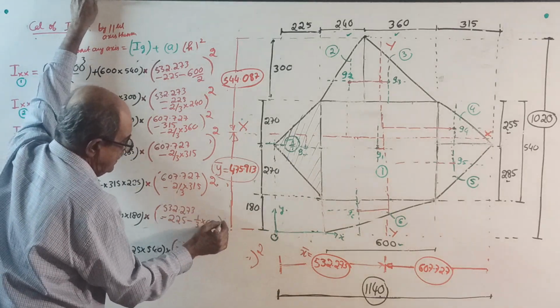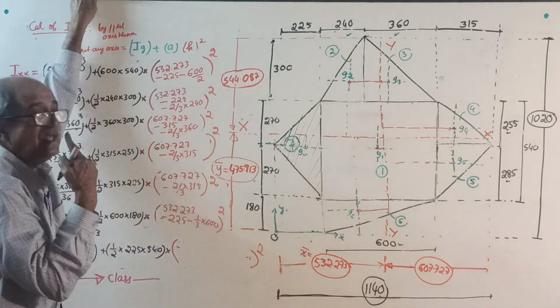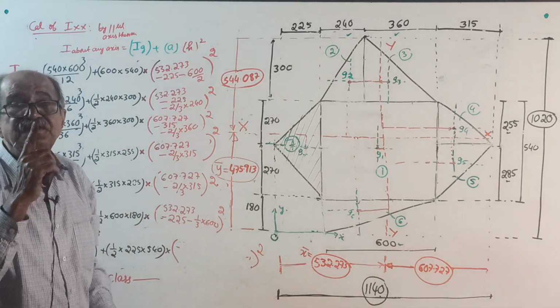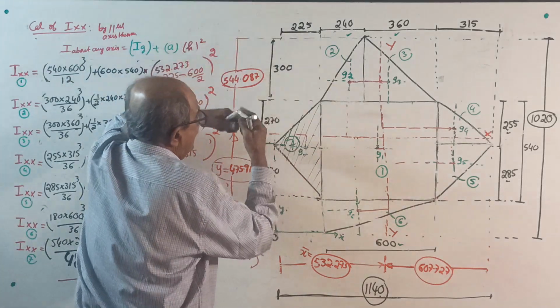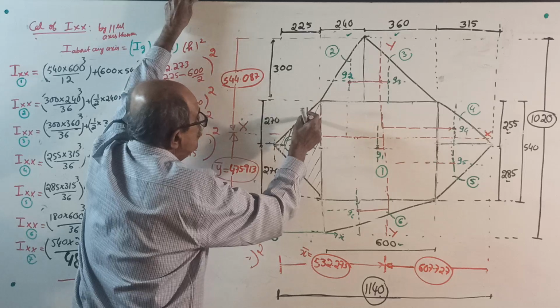If it is not clearly visible, I am using words. Listen to what I tell and correct it. Okay. Next, lastly here, I about its own centroidal axis.